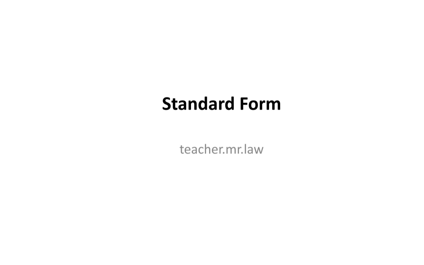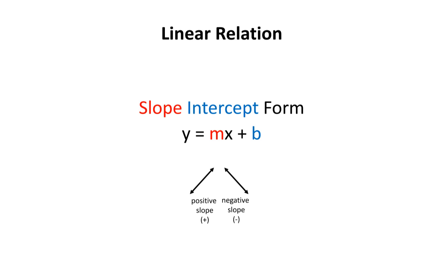In today's lesson, we'll be learning about standard form. In a previous lesson, we learned that a linear relation is really just a pattern, and this pattern can be represented with the equation y equals mx plus b. This type of equation is called slope-intercept form. Why is it called slope-intercept form? Well, it clearly displays the slope of the line, and it clearly displays the y-intercept of the line.